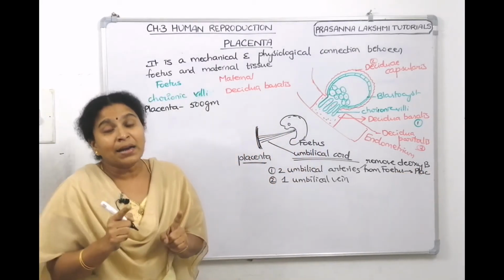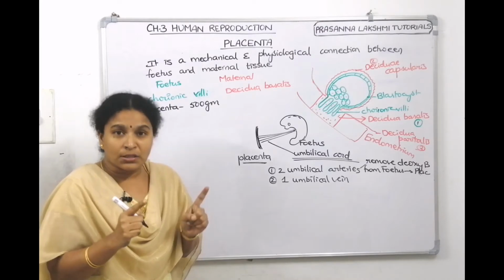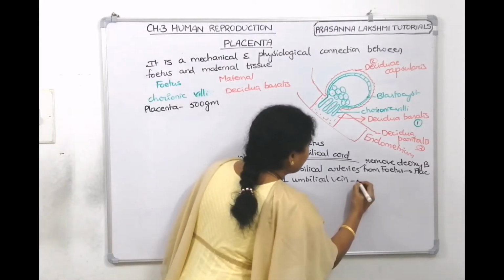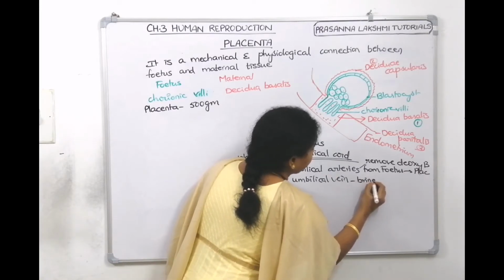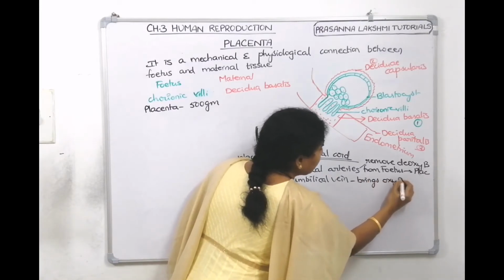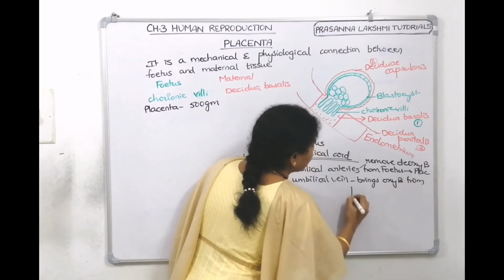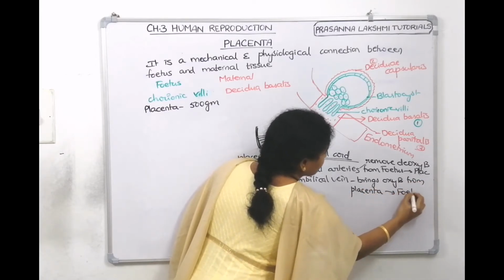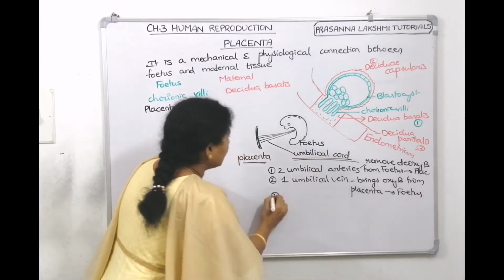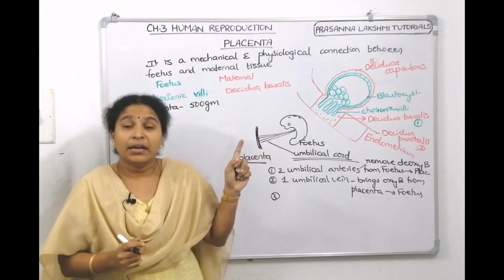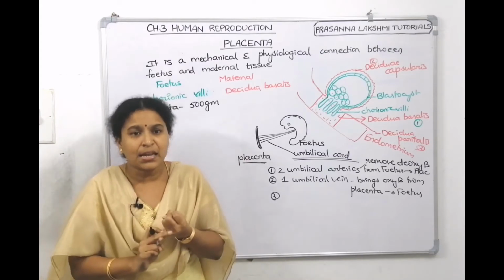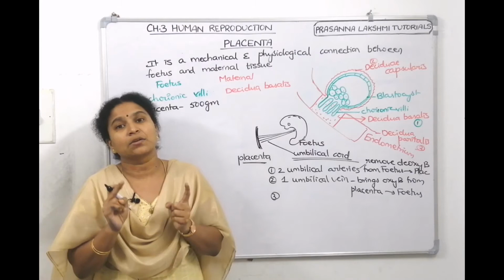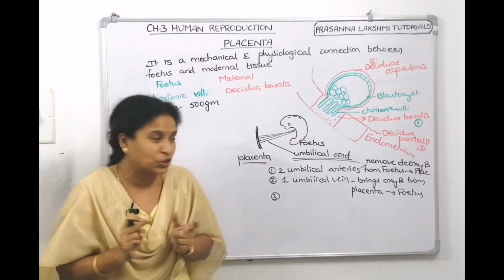One umbilical vein brings oxygenated blood from the placenta to the fetus. So, this umbilical cord has two umbilical arteries, one umbilical vein, and a supporting mucous connective tissue which is called Warthin's jelly.